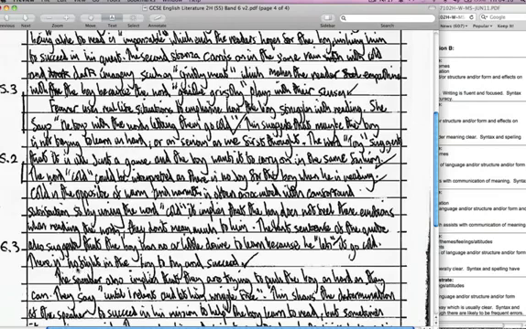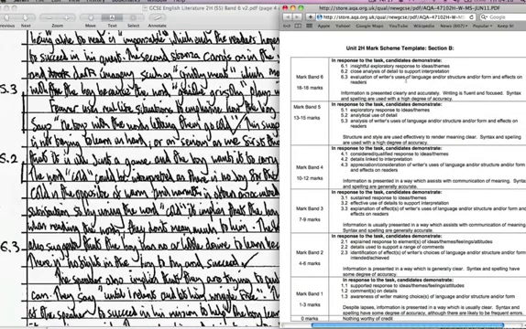There is no fight in the boy to try and succeed. So that's 6.3. Evaluation, the writer's use of language.